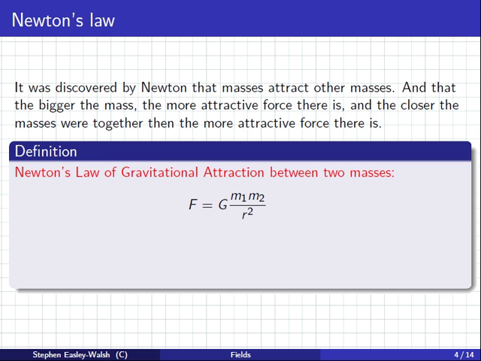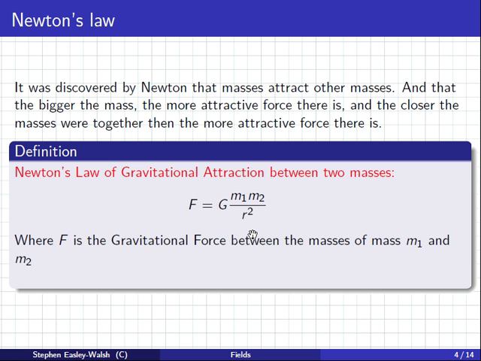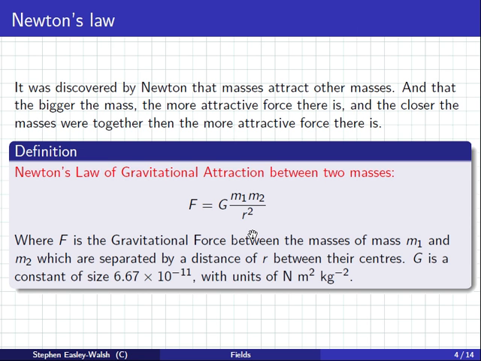Remember we said that these types of laws are common in physics? They're called inverse square laws. Inversely squared proportional. The F is the force between the masses. The M1 and the M2 are obviously the masses, and they're separated by a distance r between their centers. G is a constant and its value is 6.67 times 10 to the minus 11.